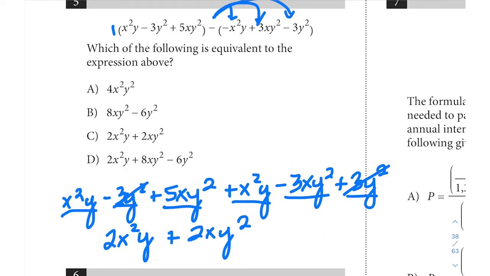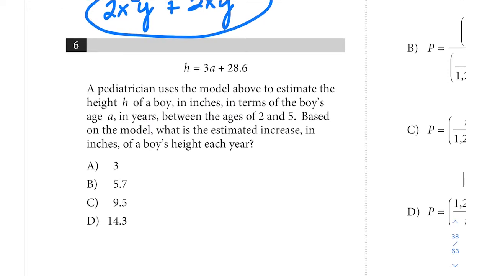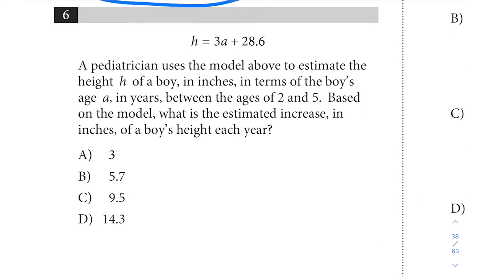So the key there is just making sure you're really careful about identifying which terms are in fact like terms. The variables and the corresponding exponents for each have to match for you to be able to combine those coefficients together. And when we do that, we are left with 2x squared y plus 2xy squared, which matches answer choice C for number 5. All right, let's take a look at number 6.